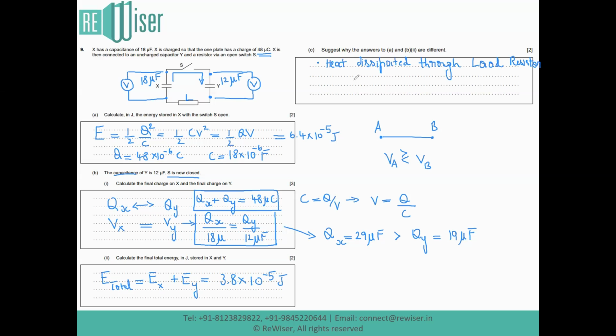Along with heat being dissipated through the load resistor, another possible answer could be the resistance or the resistivity of the connecting wires, which could also increase the overall resistance offered to the flow of charge or the flow of current, thereby increasing the amount of heat produced and thereby energy lost or dissipated. So these are two possible reasons why the overall energy found in the second case is lesser, even though charge is proportionally distributed between the two capacitors. Thank you.